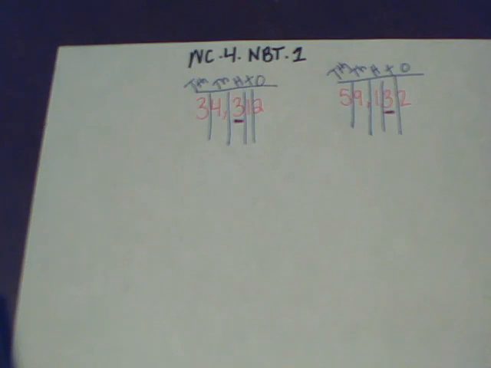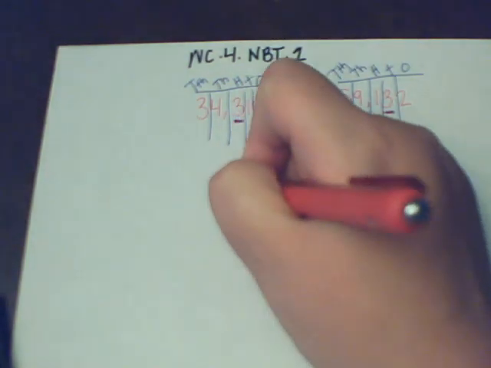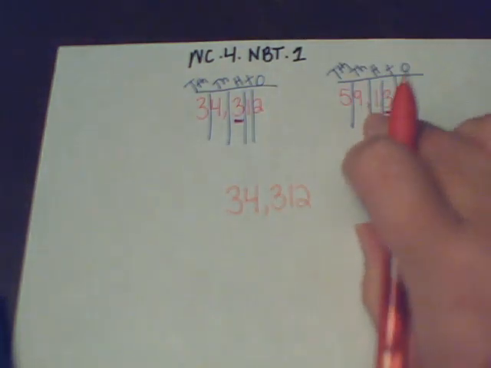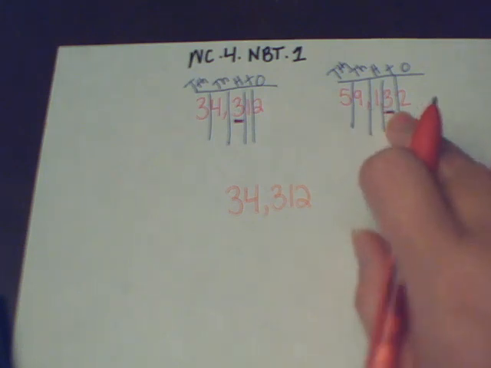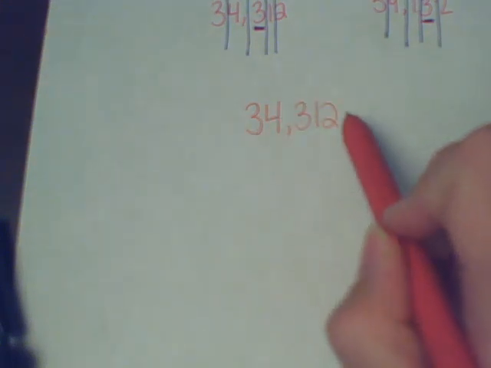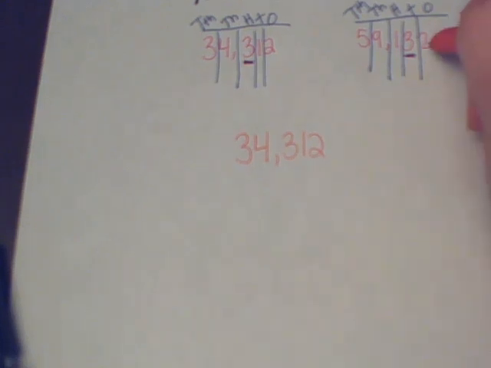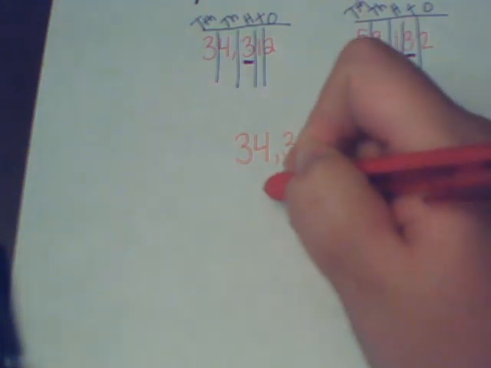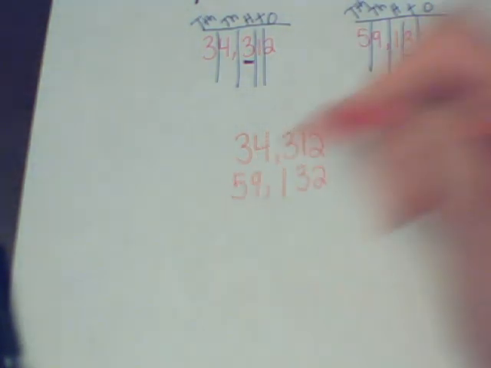So what I'm going to do is line my numbers up. And you're going to hear me say that a lot this year. It is so important to line your numbers up. This is what I mean by that. 34,312. I'm going to take my second number, 59,132, and line it up directly underneath 34,312, making sure my place values are lined up. So my 2 goes here, my 3 here, my 1 here, my 9, and my 5.